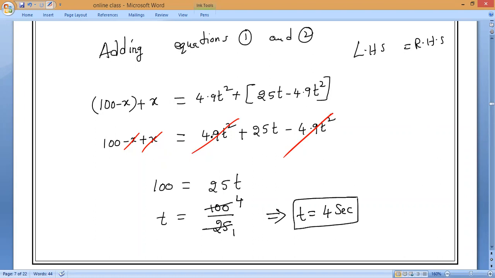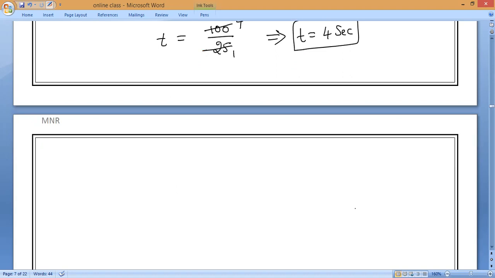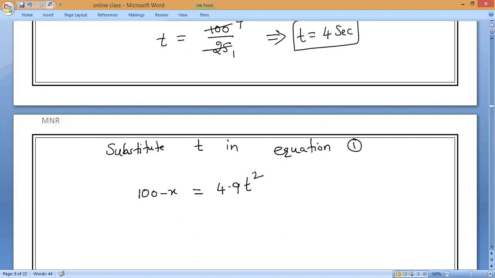Everybody understanding? So they will meet after 4 seconds. Now, we want to find what is the distance when they will meet also. So now, substitute the t value in any equation. Let me take equation 1 only. So what is equation 1, Mr. Kaushik? 100 minus x is equal to 4.9 t square.